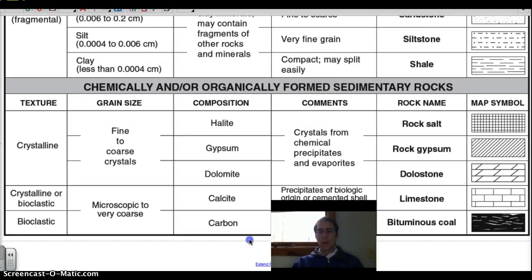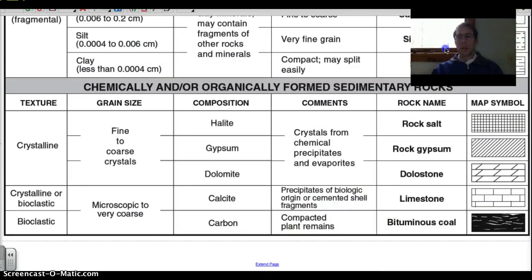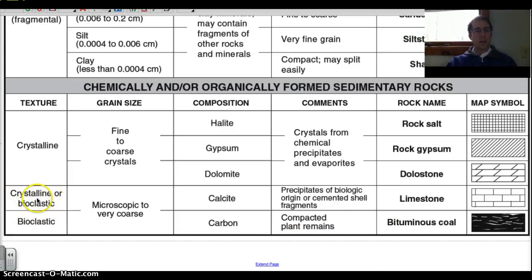So when we look down here at these bioclastics, you can see that crystalline or bioclastic, it could be either. Limestone can be created either way. And remember, it's calcite, so if you think about what the special test is for calcite, think about that. If you can't remember, look to the last page of your reference table. How do we determine if it's calcite? That's one way we can determine whether a rock is limestone or not.